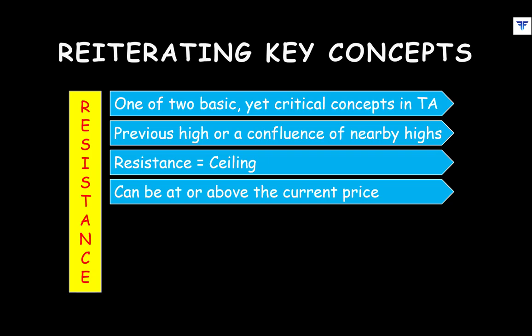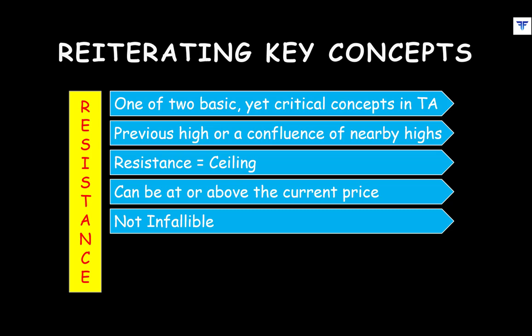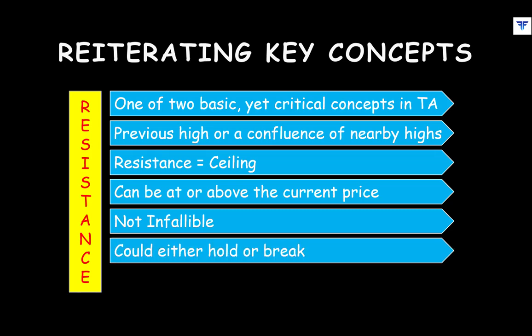A resistance could either be at or above the current price of the security. An important point to remember about resistance is that a resistance is not infallible. When the price approaches a resistance, one of two things could happen. Number one, the resistance could hold and the price could start moving lower, or number two, the resistance could break and the price could continue its up move until the next area of resistance is reached.